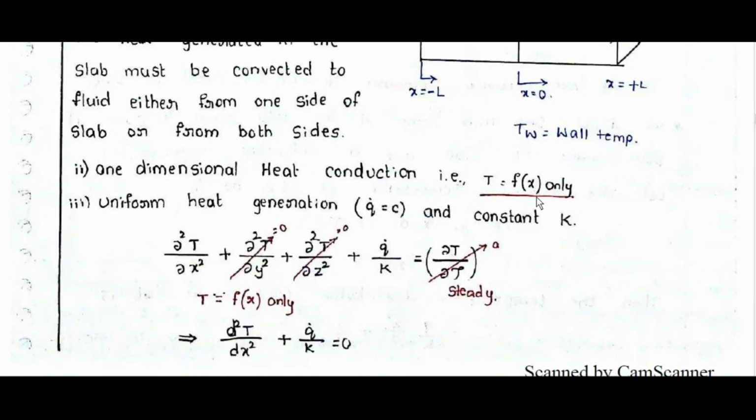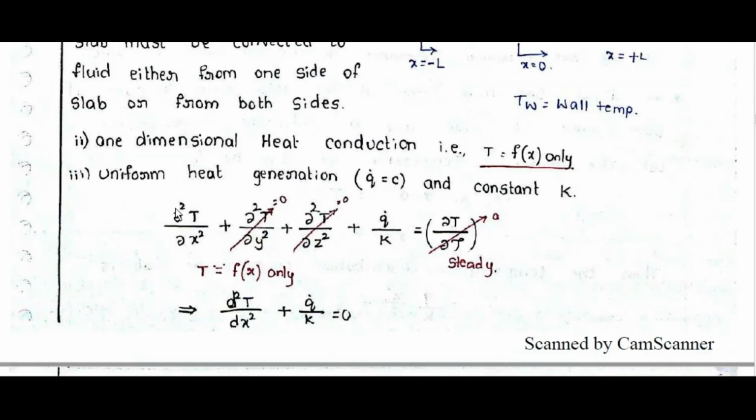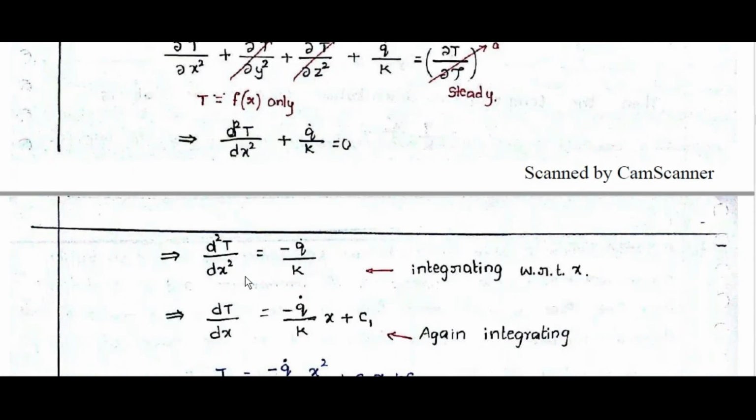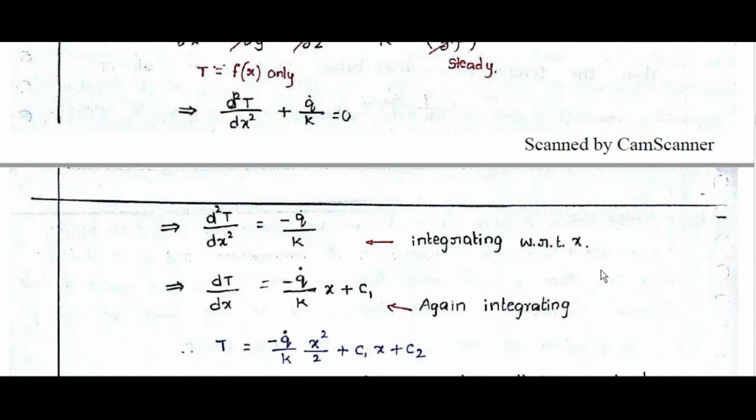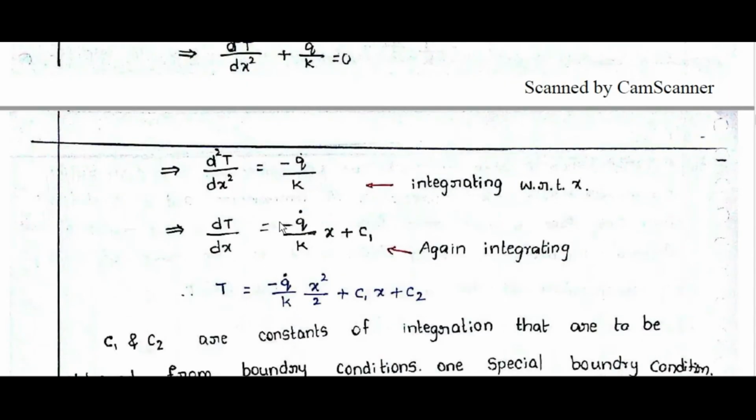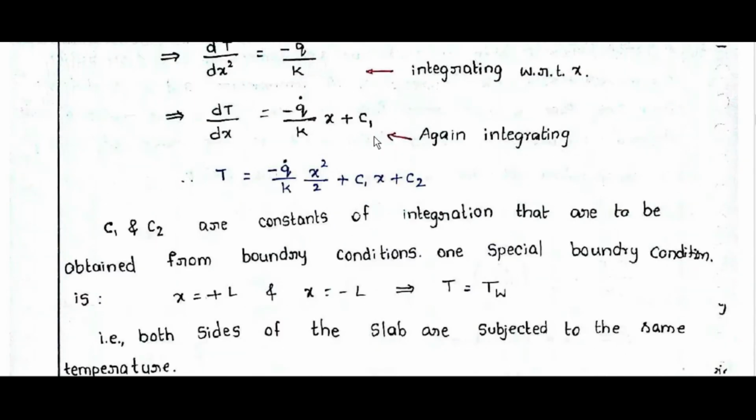One-dimensional heat conduction, that is, T is equal to f of x only. Uniform heat generation Q dot and constant K. ∂²T/∂x² plus ∂²T/∂y² plus ∂²T/∂z² plus Q dot by K is equal to ∂T/∂τ divided by alpha, which is 0. As it is steady and one-dimensional, these terms are 0. T is equal to f of x, so ∂²T/∂x² plus Q dot by K is equal to 0. ∂²T/∂x² is equal to minus Q dot by K. Integrating with respect to x, ∂T/∂x is equal to minus Q dot by K x plus C1. Integrating again, T is equal to minus Q dot by K x square by 2 plus C1 x plus C2.